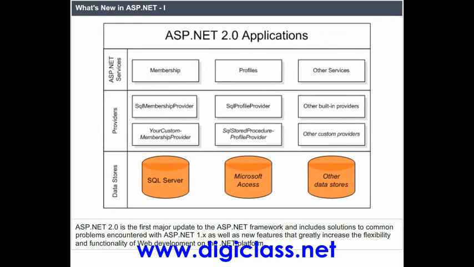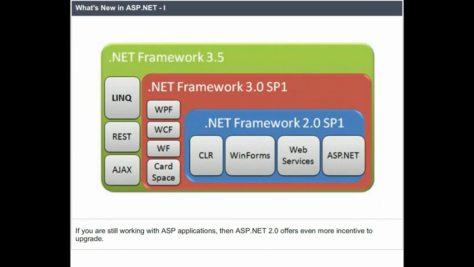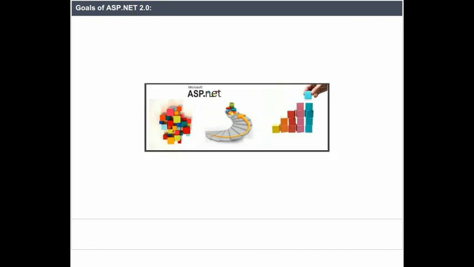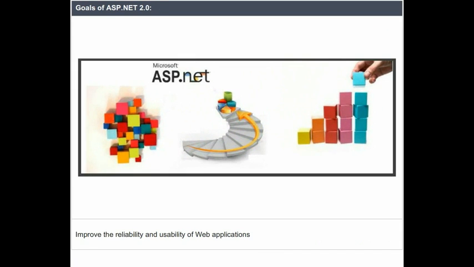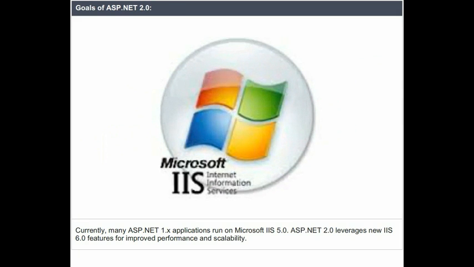ASP.NET 2.0 is the first major update to the ASP.NET framework and includes solutions to common problems encountered with ASP.NET 1.x, as well as new features that greatly increase the flexibility and functionality of web development on the .NET platform. If you're still working with ASP applications, then ASP.NET 2.0 offers even more incentive to upgrade. Goals of ASP.NET 2.0. Improve the reliability and usability of web applications.